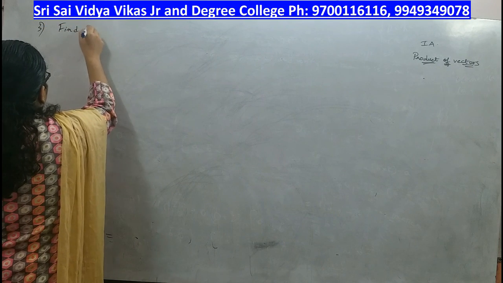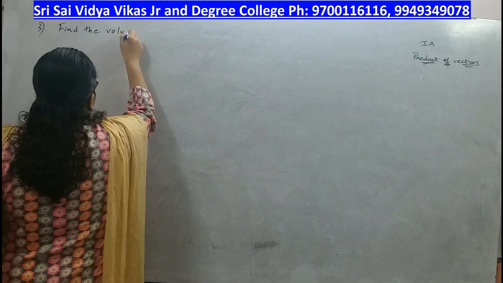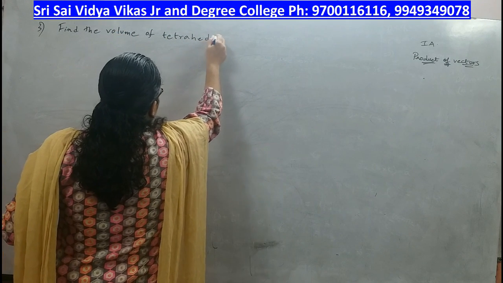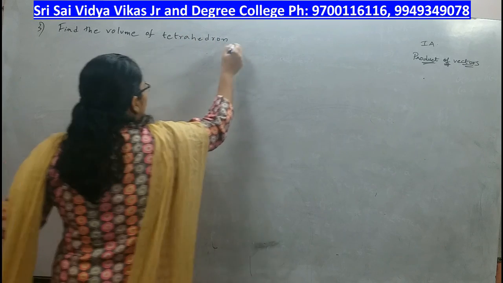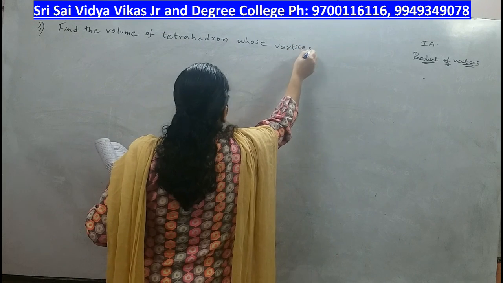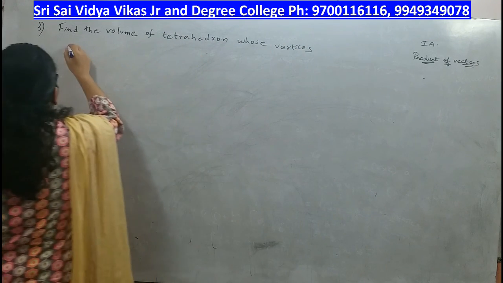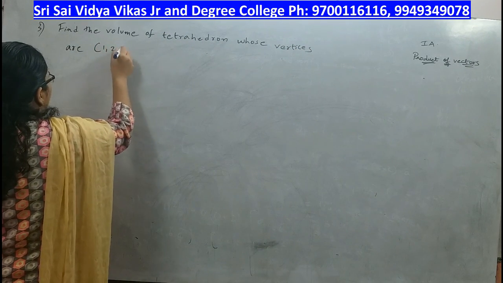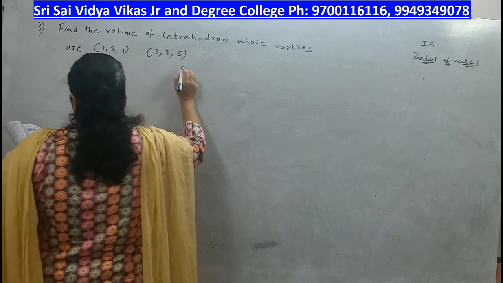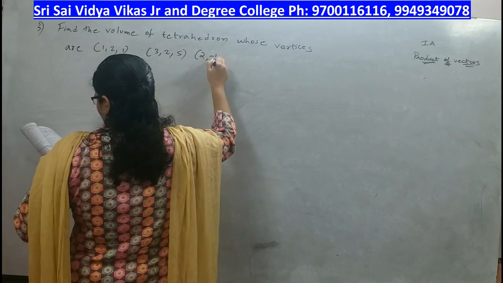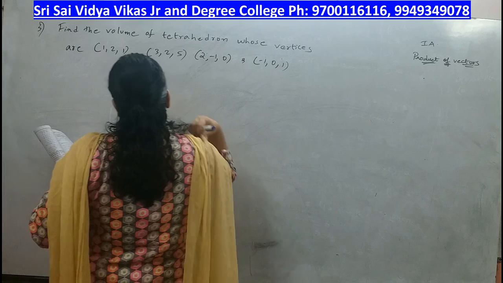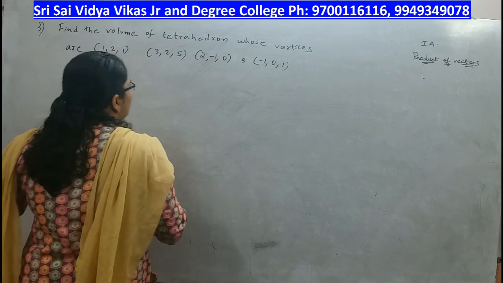Find the volume of the tetrahedron whose vertices are 1 2 1, 3 2 5, 2 minus 1 0, minus 1 0 1. You have to find the volume of the tetrahedron.